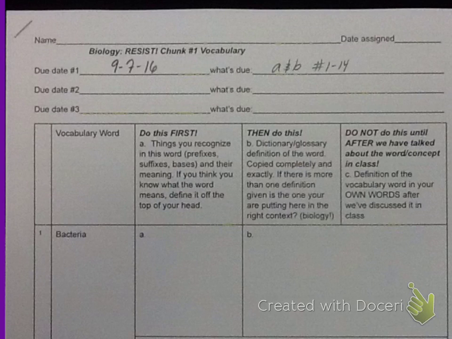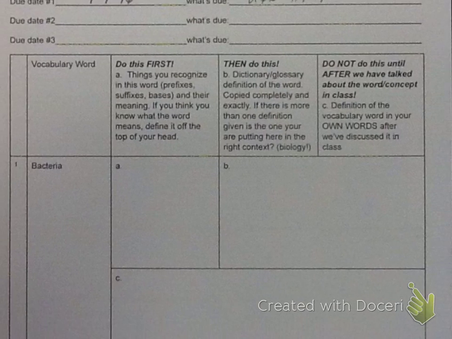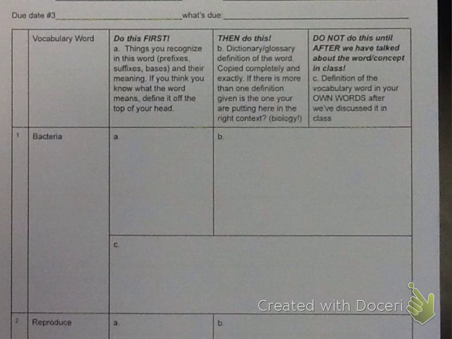This is what your vocabulary packets are going to look like. This one's got 14 words on it. Some of them have more, some of them have less. There are 3 different columns, or boxes, for each word. So you have the vocabulary word itself, and then you have box A, box B, and box C.